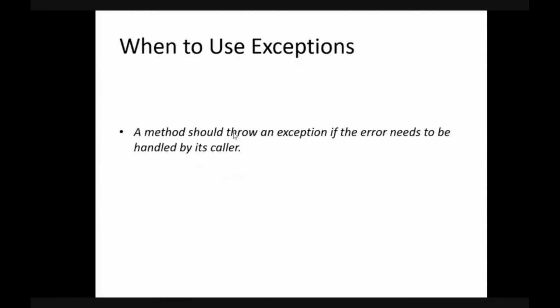This is finally, you might need to use it somewhere for some reason. When to use exceptions: a method should throw an exception if the error needs to be handled by its caller. Otherwise, you don't need to. If you don't want your program to halt, if you design a program so that the user can enter the input again, you can use try and catch.